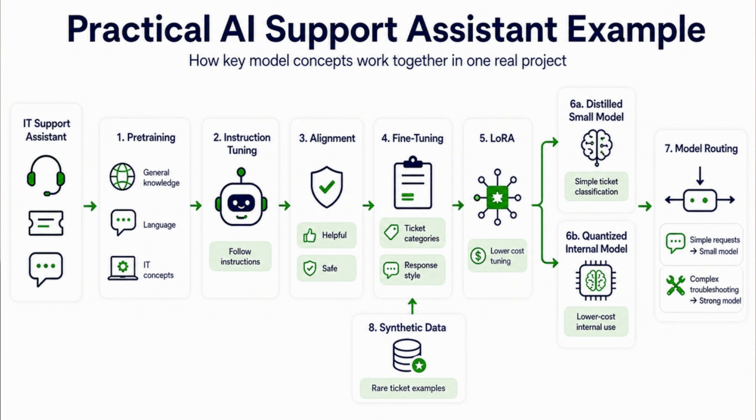And in production, model routing can send simple requests to the smaller model and the complex troubleshooting requests to a stronger model. And this is how these concepts come together in a real project. Now let's quickly discuss a common confusion.